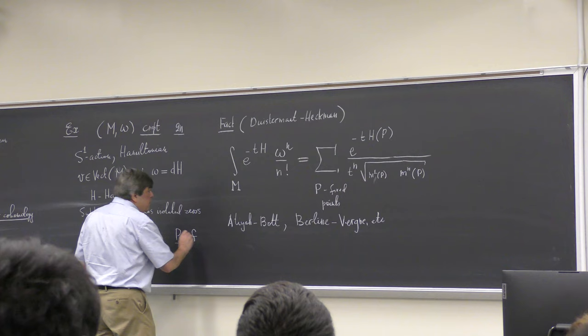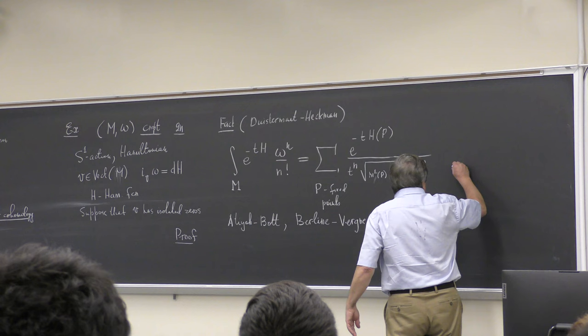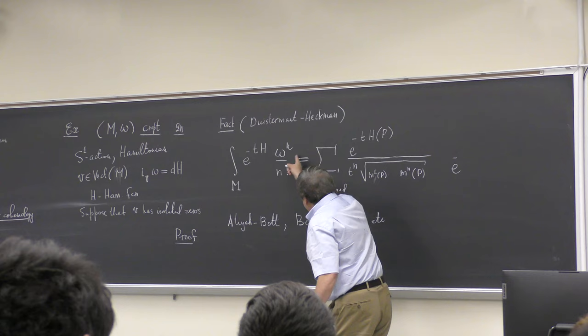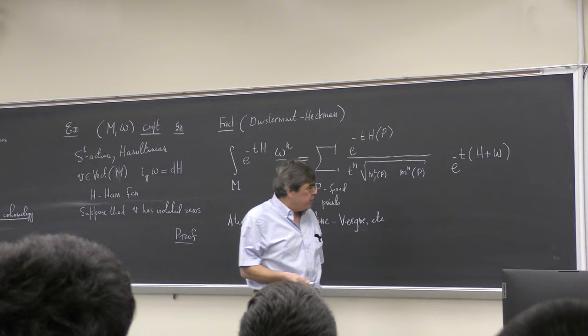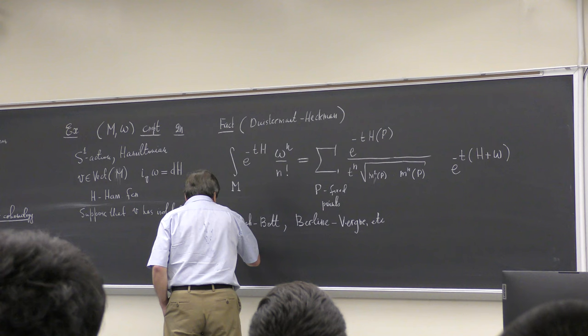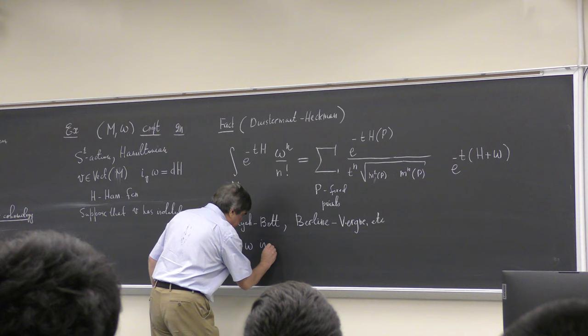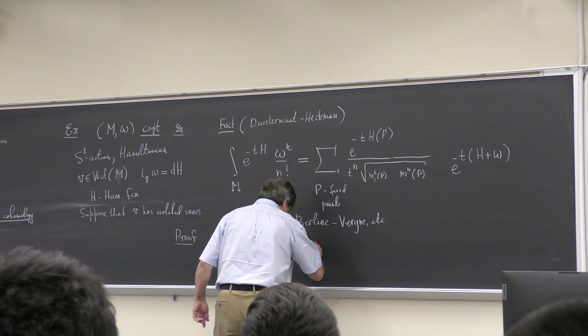You rewrite this integrand as the following differential form. Just multiply by t to the n this side, and you write it negative tH plus omega. Right? That's the exponent of a differential form. And then the statement is that this form, which is of mixed degree, degree 0 and 2, is equivariantly closed.